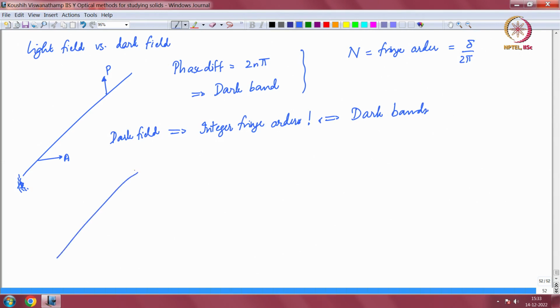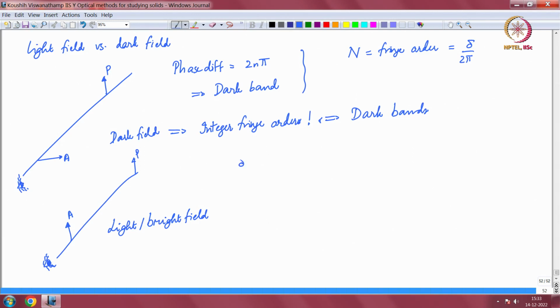Now, the exact opposite happens when you have a bright field. So, if you have A here, you are looking at it like this. In the light field case or the bright field case, the A is allowing stuff that is in phase with P, the A is cutting out stuff that is perfectly out of phase with P.